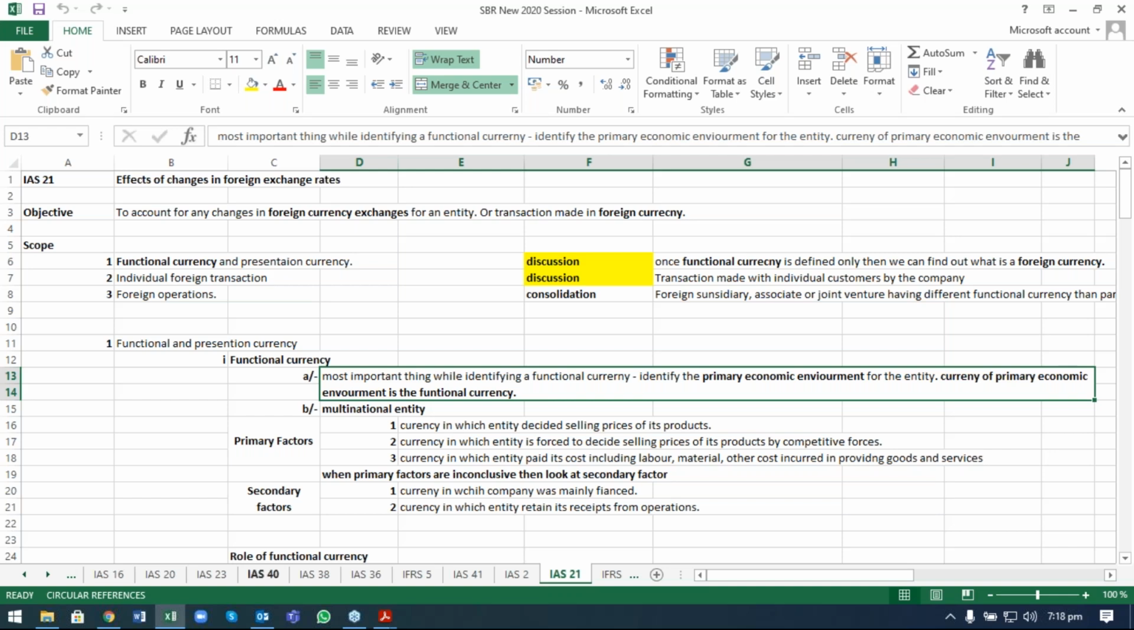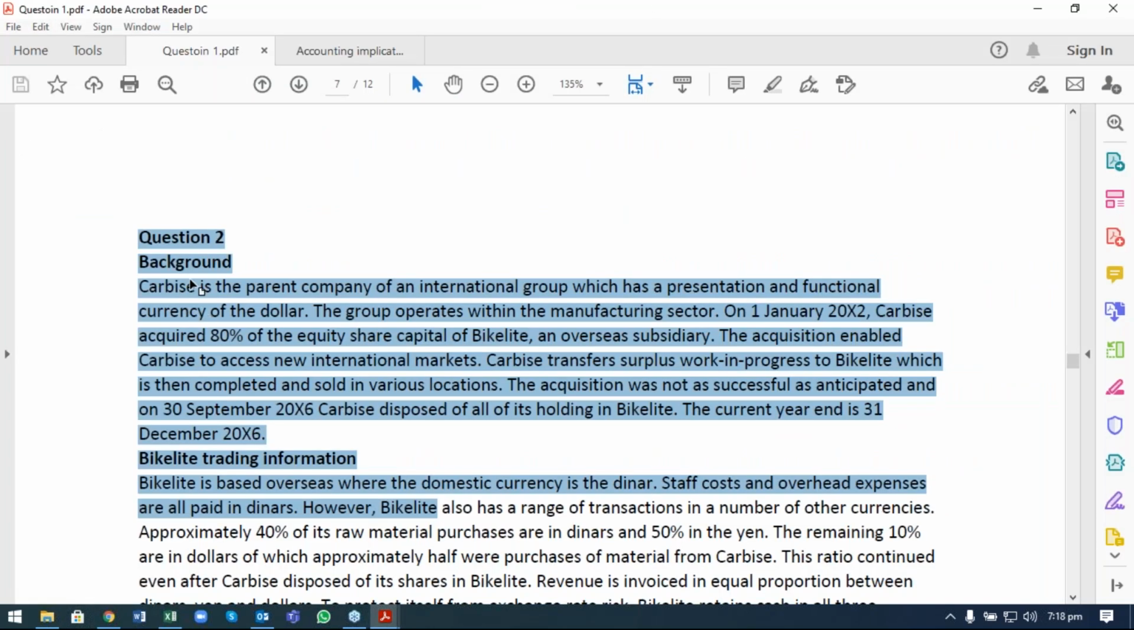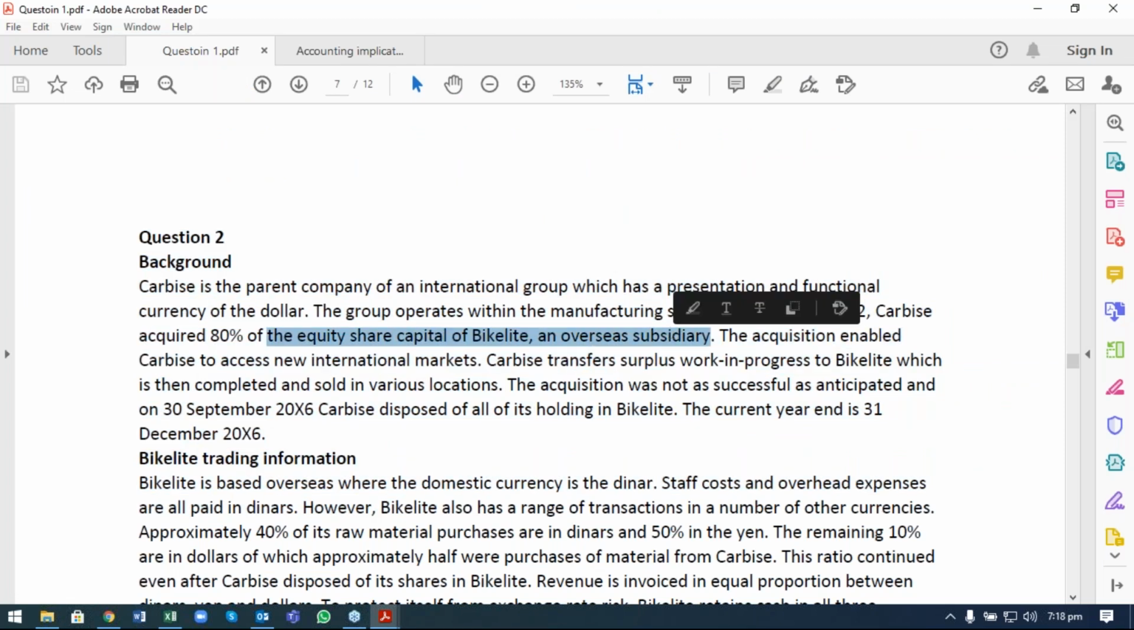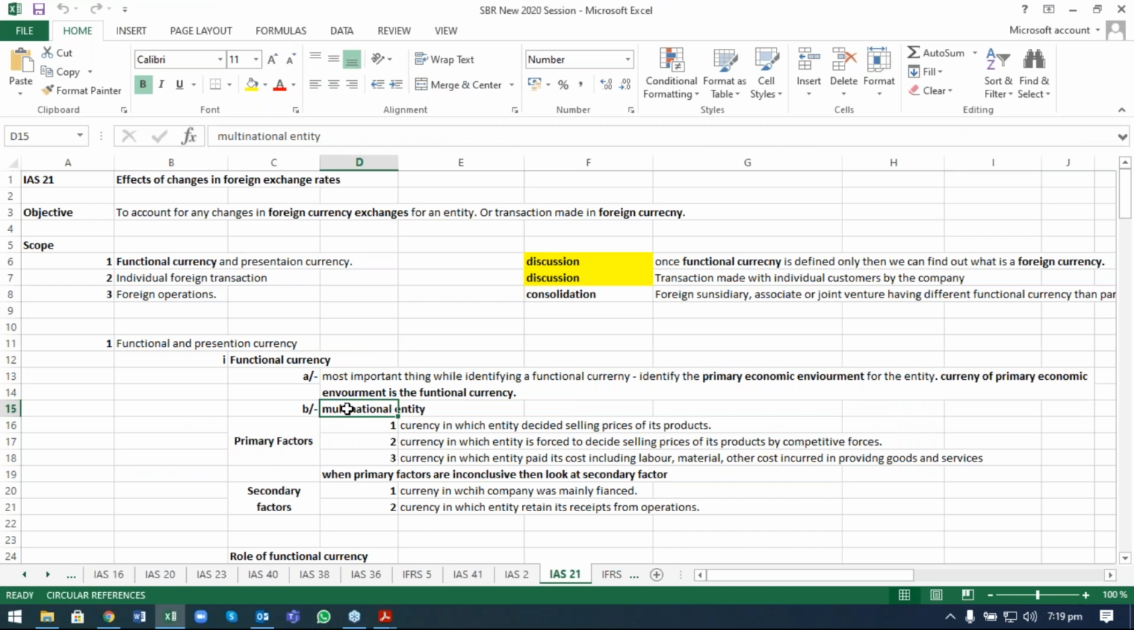But in the scenario we're looking into, it's a backlight company which is operating in multiple jurisdictions. It's not working in just one territory, in one economic environment. It's working in multiple economic environments, and the company is making sales in multiple different countries. So if there is a multinational company, IAS 21 provides you certain guidelines. You must look into the primary factors. What are those primary factors? Based on those primary factors, you can identify the functional currency of the company.